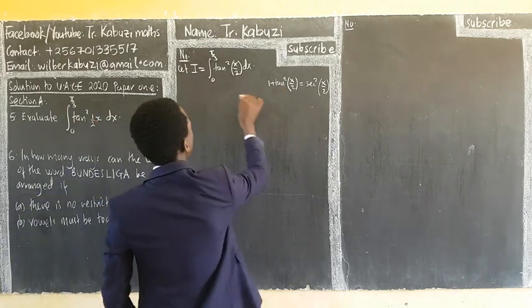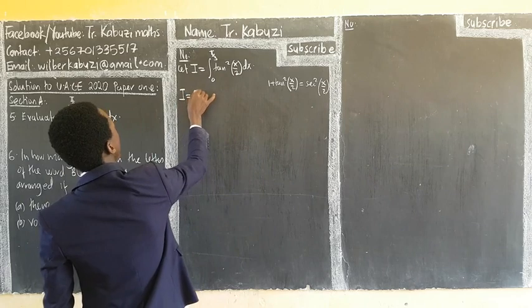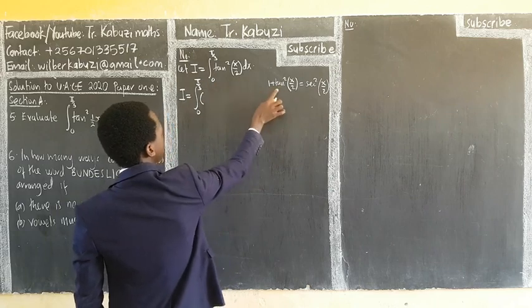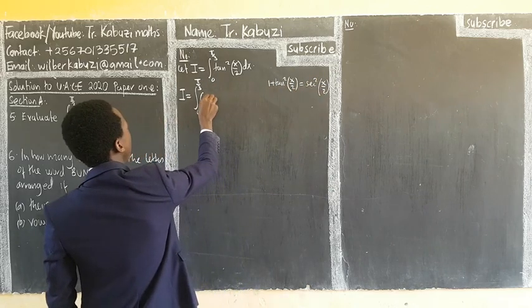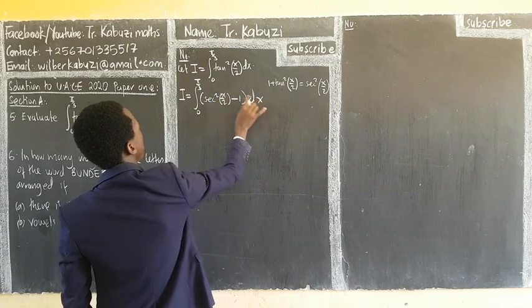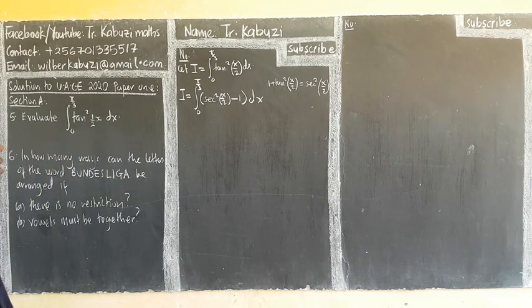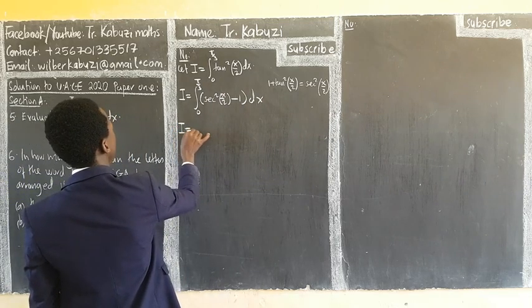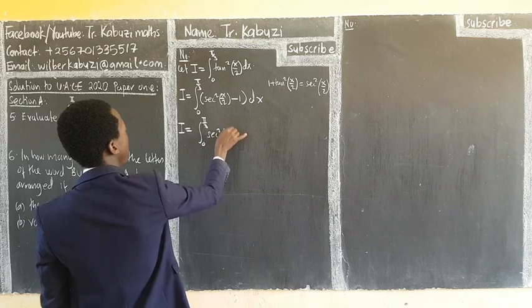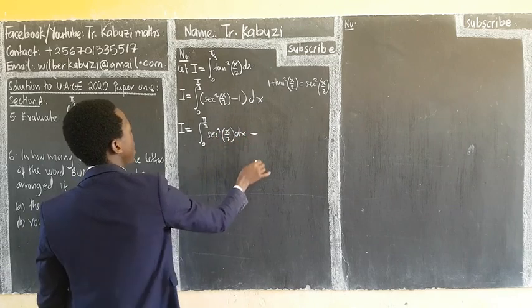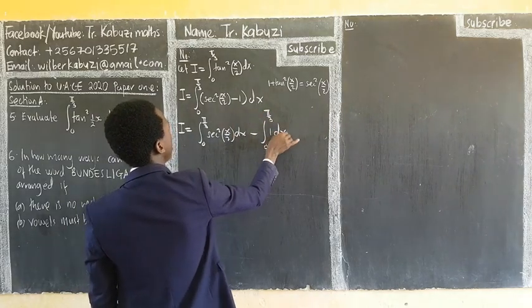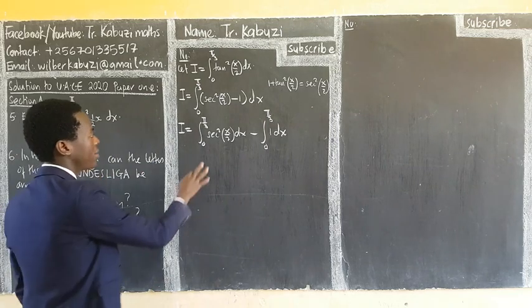So now my I from here is the integral from 0 to pi over 3 of, making this the subject, sec squared of x over 2 minus 1 dx. Then the next step is to separate. This would be the integral from 0 to pi over 3 of sec squared x over 2 dx, minus the integral from 0 to pi over 3 of 1 dx. And then the task is now to integrate.